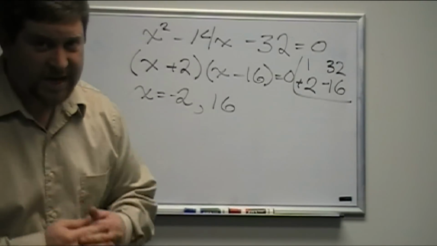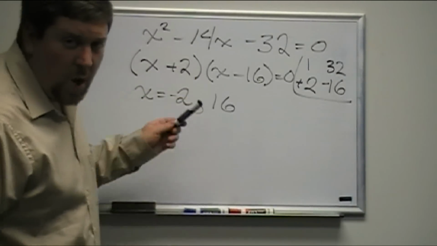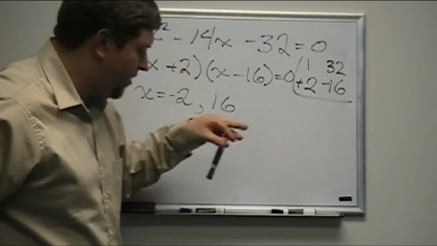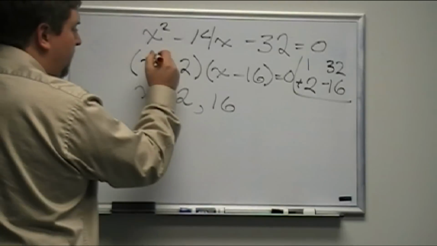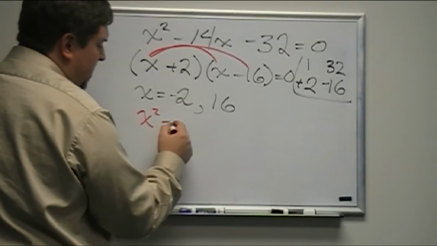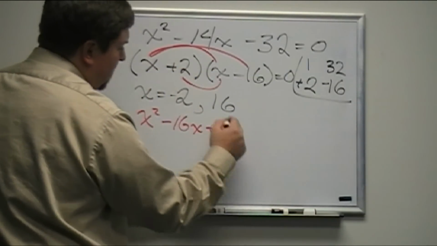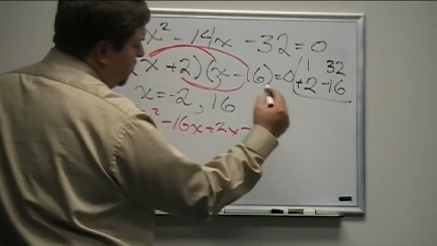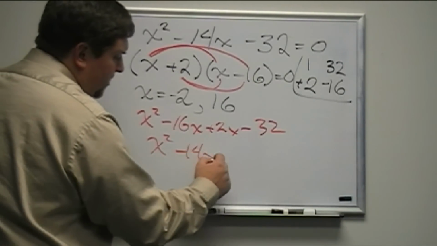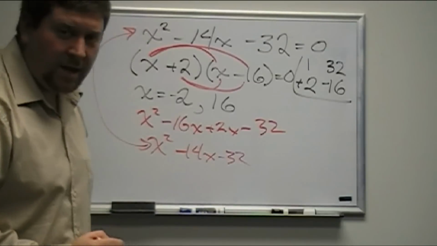Now, if you wanted to check this, easily done. Take what you factored and FOIL. When you FOIL, you should get exactly what you started with. Let's do that now. So if I FOIL this, x times x is x squared. x times negative 16 is negative 16x. 2 times x is 2x. And 2 times negative 16 is negative 32. Combine my like terms, x squared minus 14x minus 32. Same thing, we did it correctly.